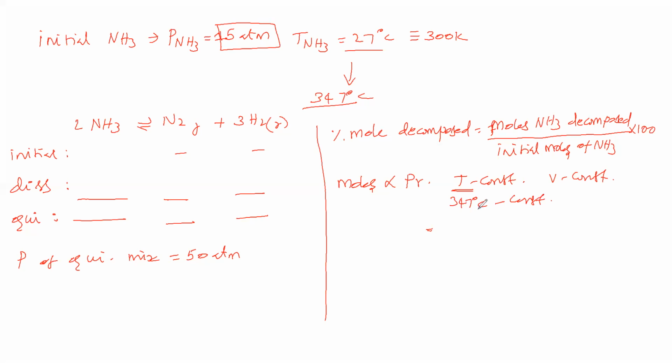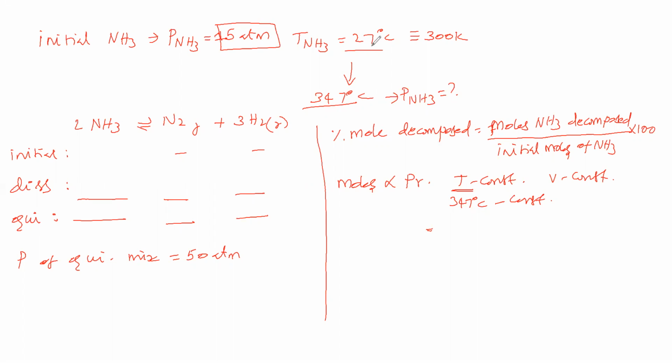Okay. So that initial moles of ammonia, that means initial pressure of ammonia means what? Initial pressure of ammonia when the temperature is 347 degrees Celsius. That is called initial pressure of ammonia. Have we got the idea? So initial pressure of ammonia means what? The pressure exerted by ammonia when the temperature is 347 degrees Celsius before decomposition. Okay. That means we want the pressure of ammonia at 347 degrees Celsius before decomposition.